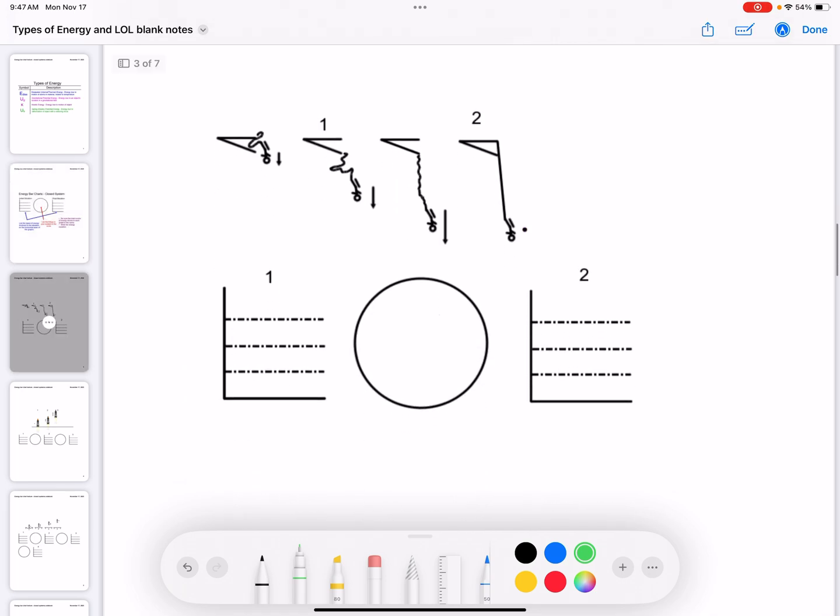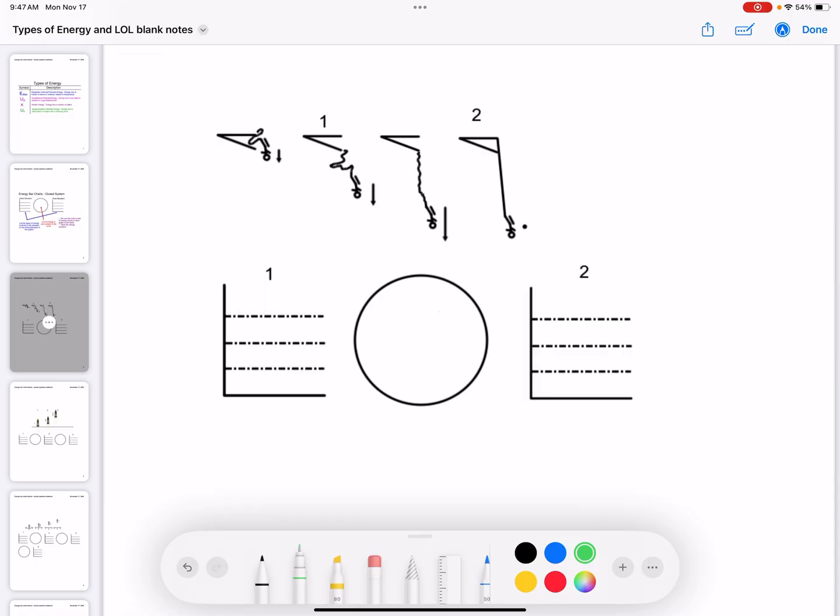So let's do an example. Here we have a bungee jumper, and the bungee jumper is jumping off of this platform up here, and we're going to draw an LOL diagram for situations 1 and 2 of the bungee jumper's fall. The first thing we need to do is establish the system. We're going to put the person in the system. We're also going to put the earth in the system. In order to have gravitational potential energy, you have to include the earth, because that energy is stored within the gravitational field interaction. And then we also want the bungee cord in the system.